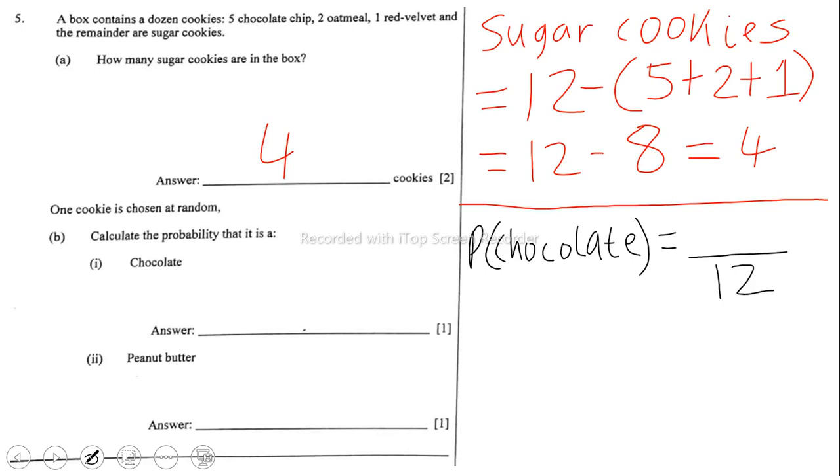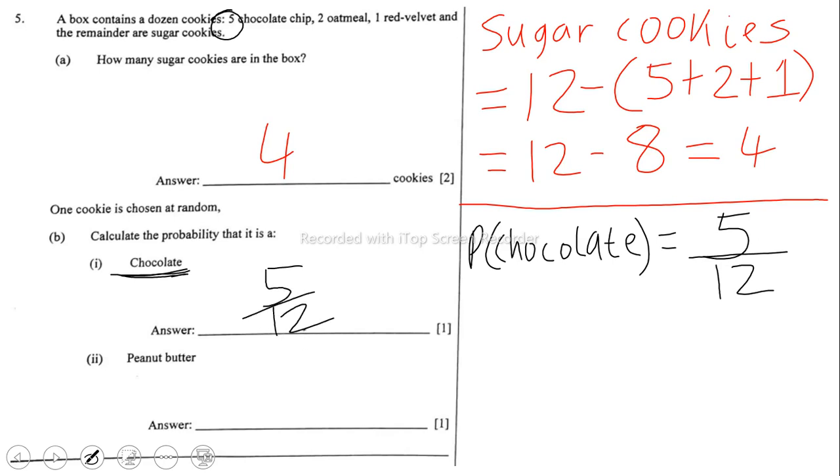And then 5, we want chocolate, right? So 5 is going to be our numerator because we want 5 chocolate chip cookies. So the probability of getting a chocolate chip cookie at random by digging in a bag is going to be 5 over 12. So that's our answer.